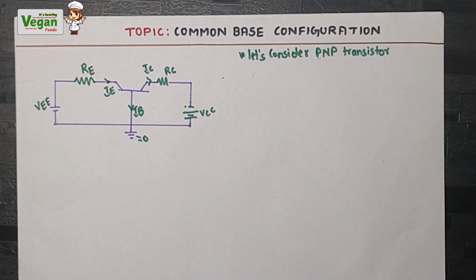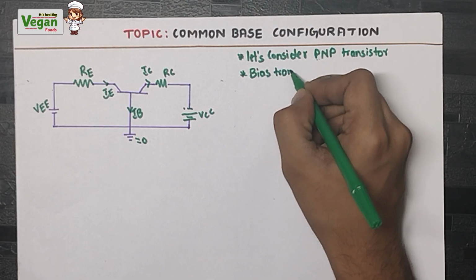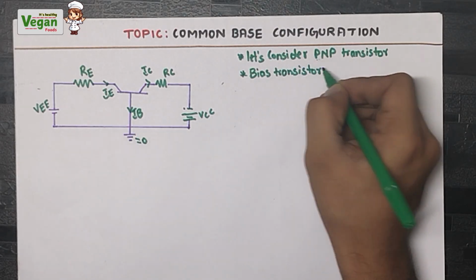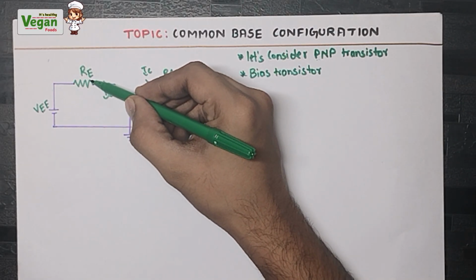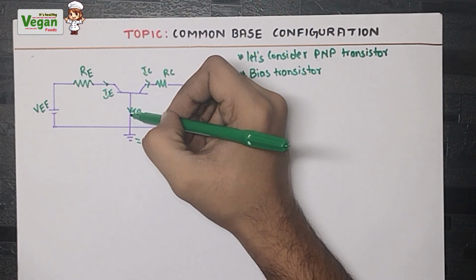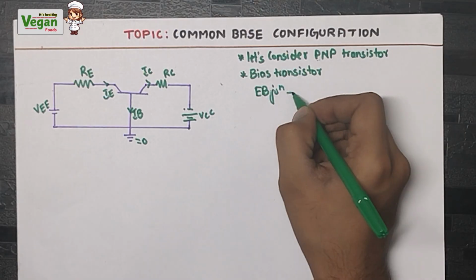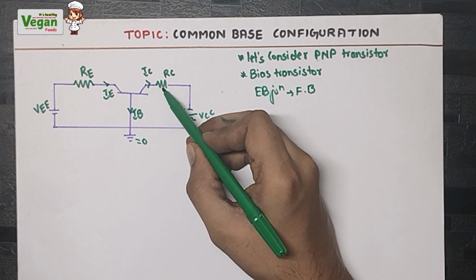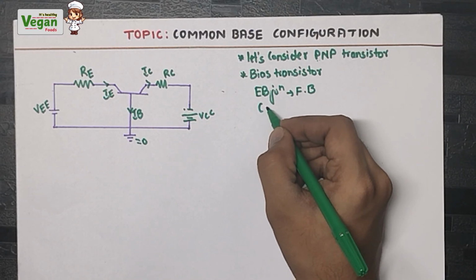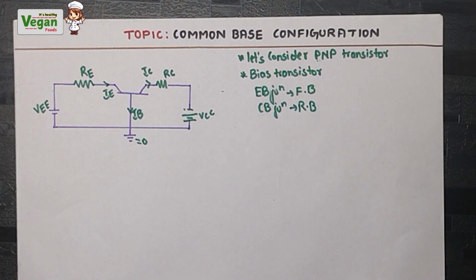Now to make this common base configuration work, we must bias the transistor, that is the PNP transistor. How? We will forward bias the emitter and base junction, and we will reverse bias the base and collector junction, that is the collector and base junction will be reverse biased. So in this condition what will happen?